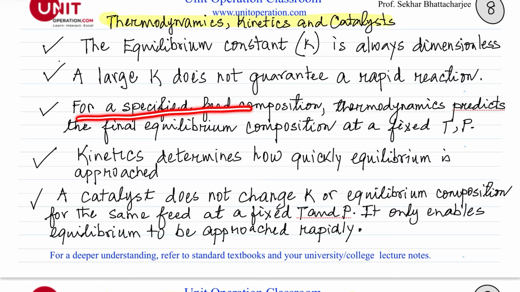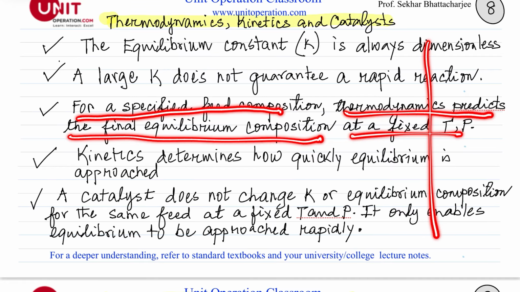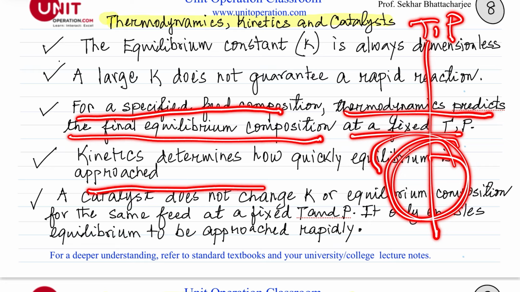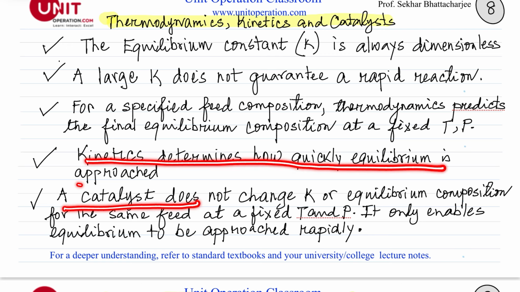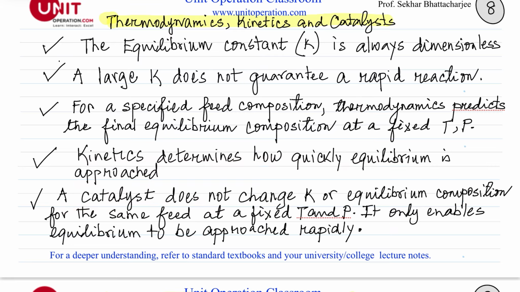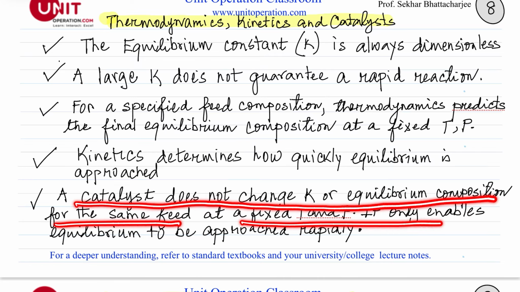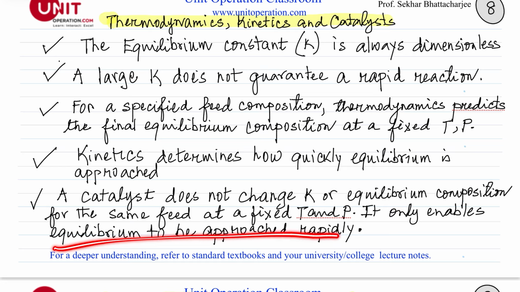For a specified feed composition, thermodynamics predicts the final equilibrium composition at a fixed temperature and pressure. If you fix the temperature and pressure, it tells you what the final equilibrium composition is going to be. But how fast it gets there from the very start of the reaction may take a few seconds or even a few days. That depends on the kinetic parameters. Kinetics determines how quickly equilibrium is approached. A catalyst does not change K or the equilibrium composition for the same feed at a fixed temperature and pressure. It only enables equilibrium to be approached more rapidly.